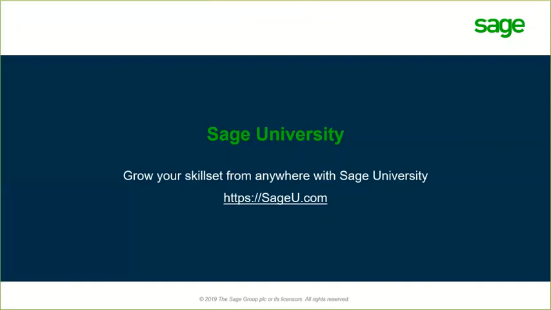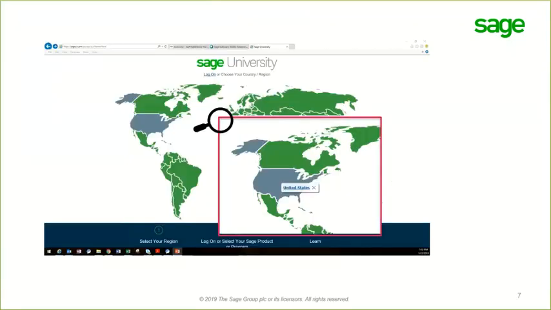Sage University, or Sage U as we call it, is where you will take your required certification courses as well as any additional training you may be interested in. You can log on to sageu.com. To register for access, select your region, then select the appropriate hyperlink that pops up. Some regions have more than one.